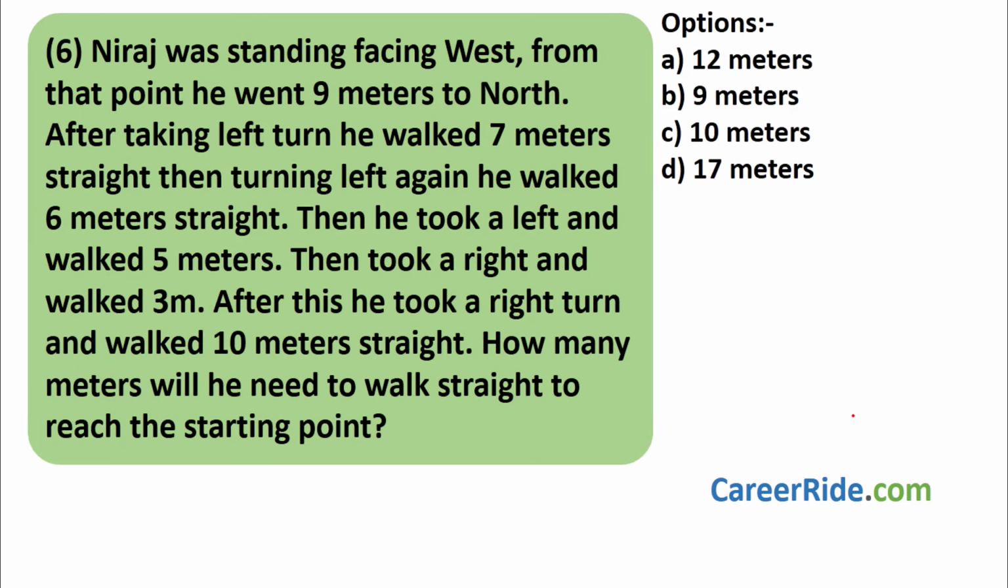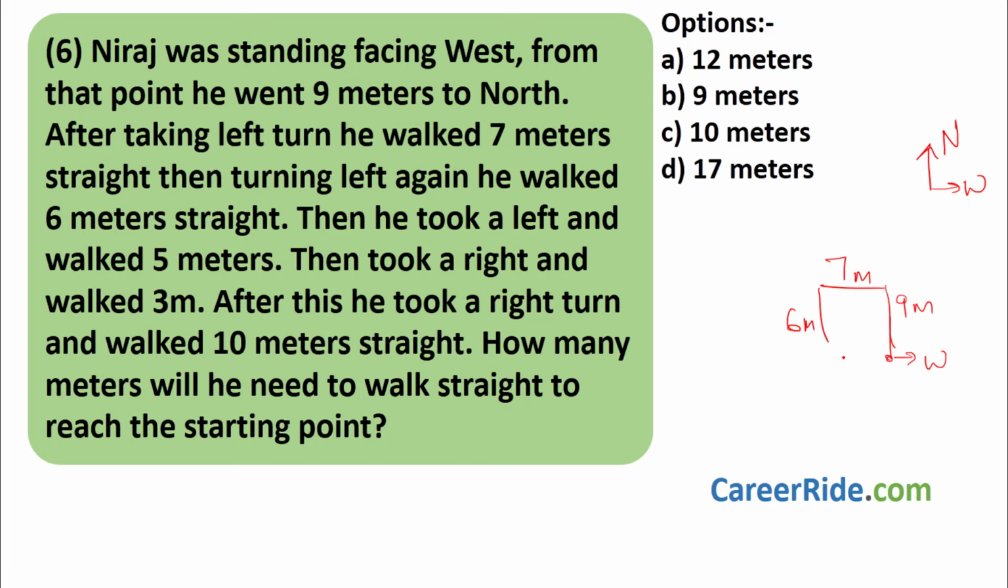Neeraj was standing facing west. That means it is a direction sum. Okay, draw. This is north and this will be west. Neeraj was standing facing west. From that point he went 9 meters to the north. This is north, so he went 9 meters over here. After taking a left turn, he walked 7 meters straight and then left again. Okay, he walked 6 meters straight.